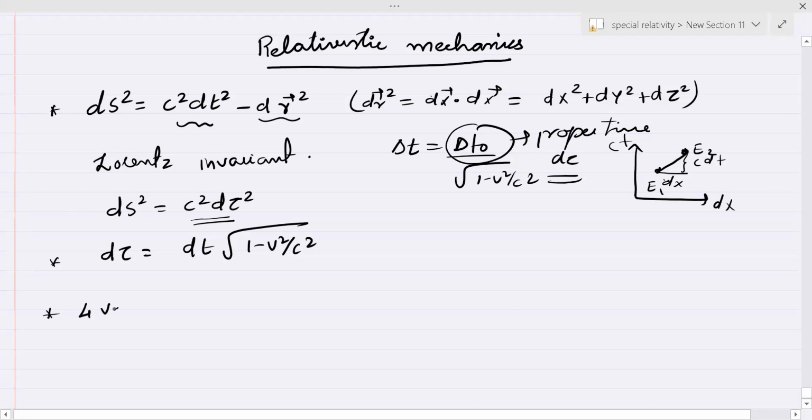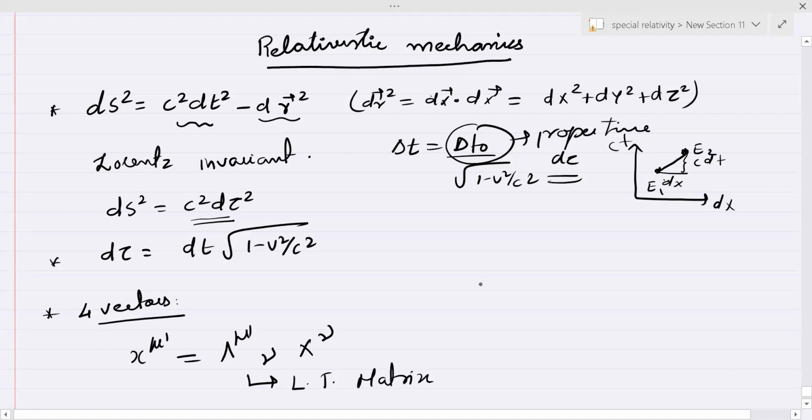We defined 4 vectors. So 4 vectors are a collection of 4 numbers, a set of 4 numbers which transform in this way under the Lorentz transformations, where this is the Lorentz transformation matrix. These things we discussed. And any collection of 4 numbers, these are 4 numbers: a0, a1, a2, a3. In the notes I have put small a, doesn't matter. a mu prime is lambda mu prime nu times a nu. Remember that this lambda is a matrix. So these are 4 vectors, right?